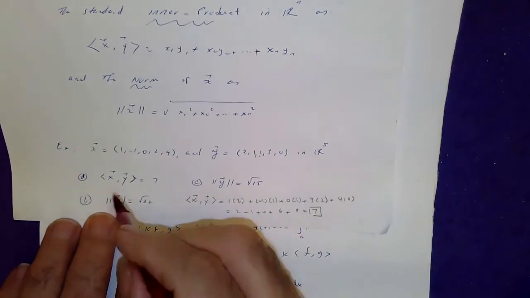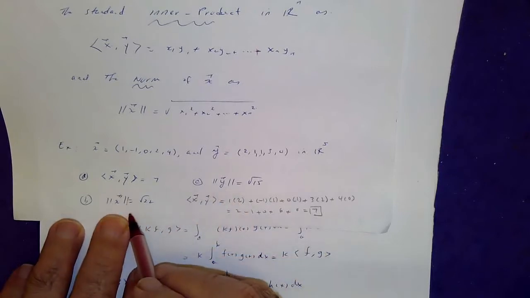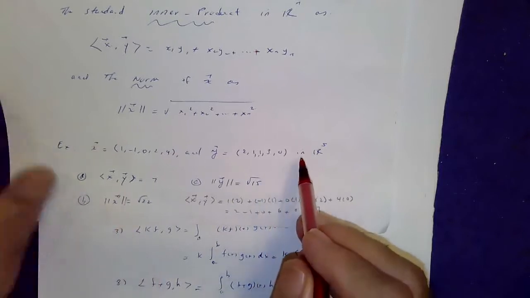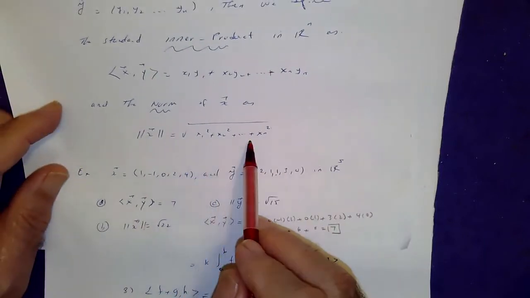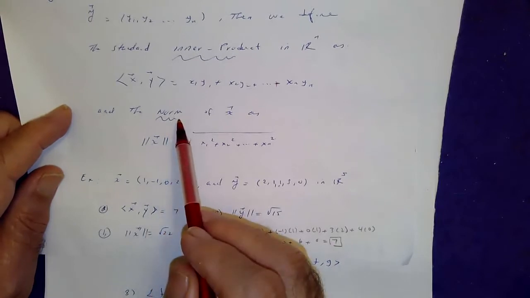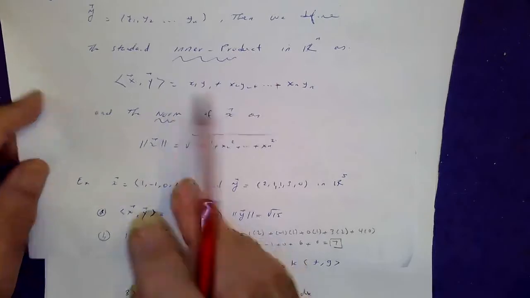I can also find the norm of the vector in any dimension. And here's the norm of x, which is square root of 22. And here's norm of y, which is square root of 15, which I found using this formula right here. Notice we don't call it the length because it doesn't make sense. You're in higher dimension. So we call it the norm.